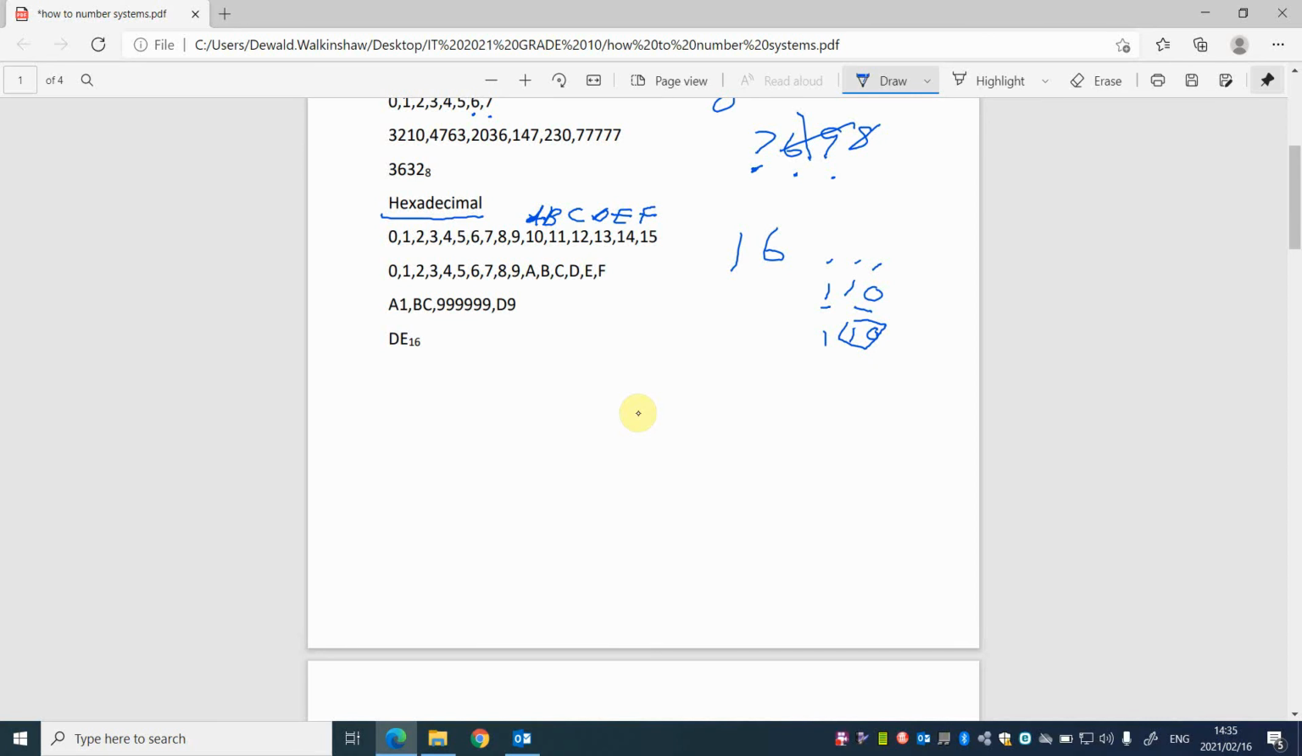So an example of our hexadecimal numbers can be anything like A1, BC, 9999999, D9, etc. And how do we write our numbers down in the hexadecimal format? We write our number down to the base of a small 16.